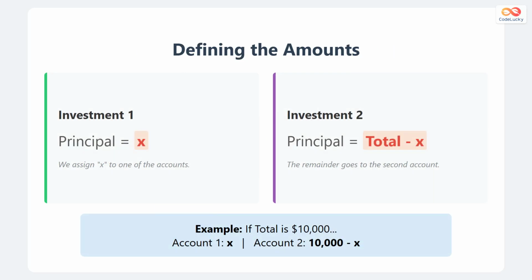To solve this using algebra, we need to define our variables carefully. We don't know the split, so we call the amount in the first account x. Since the two amounts must add up to the total, the amount in the second account is simply the total minus x. For example, if you had $10,000, the parts would be x and 10,000 minus x.